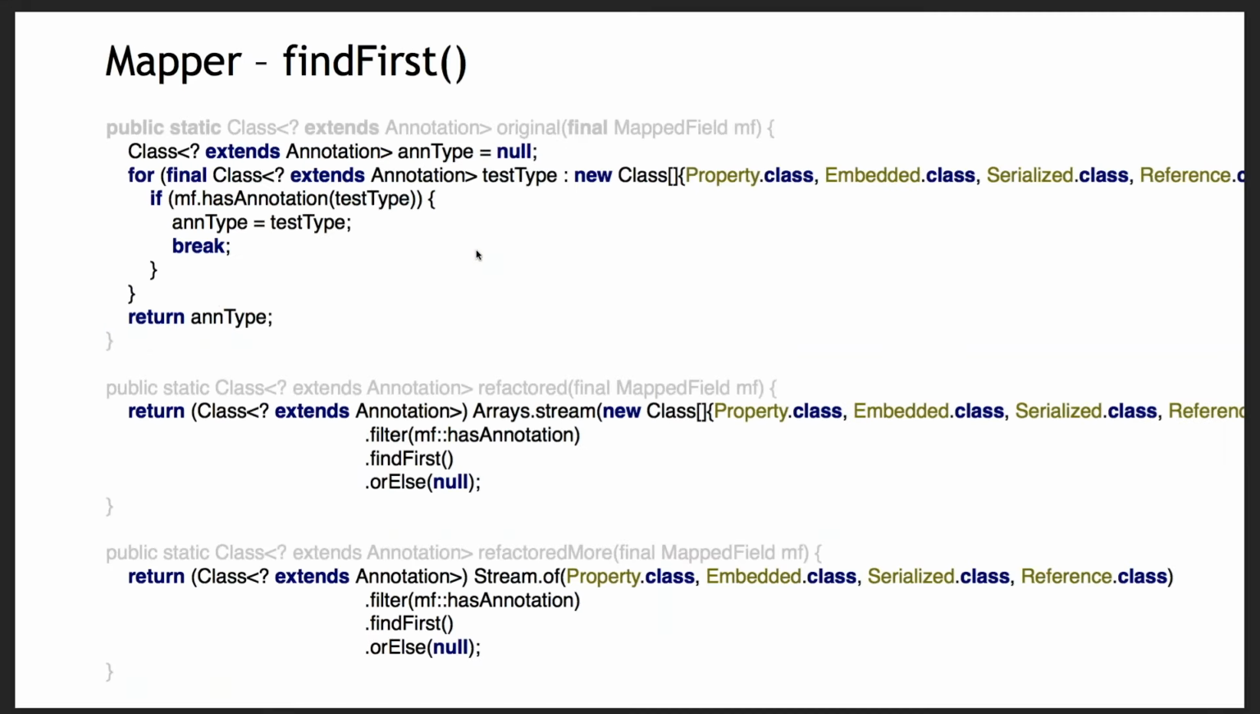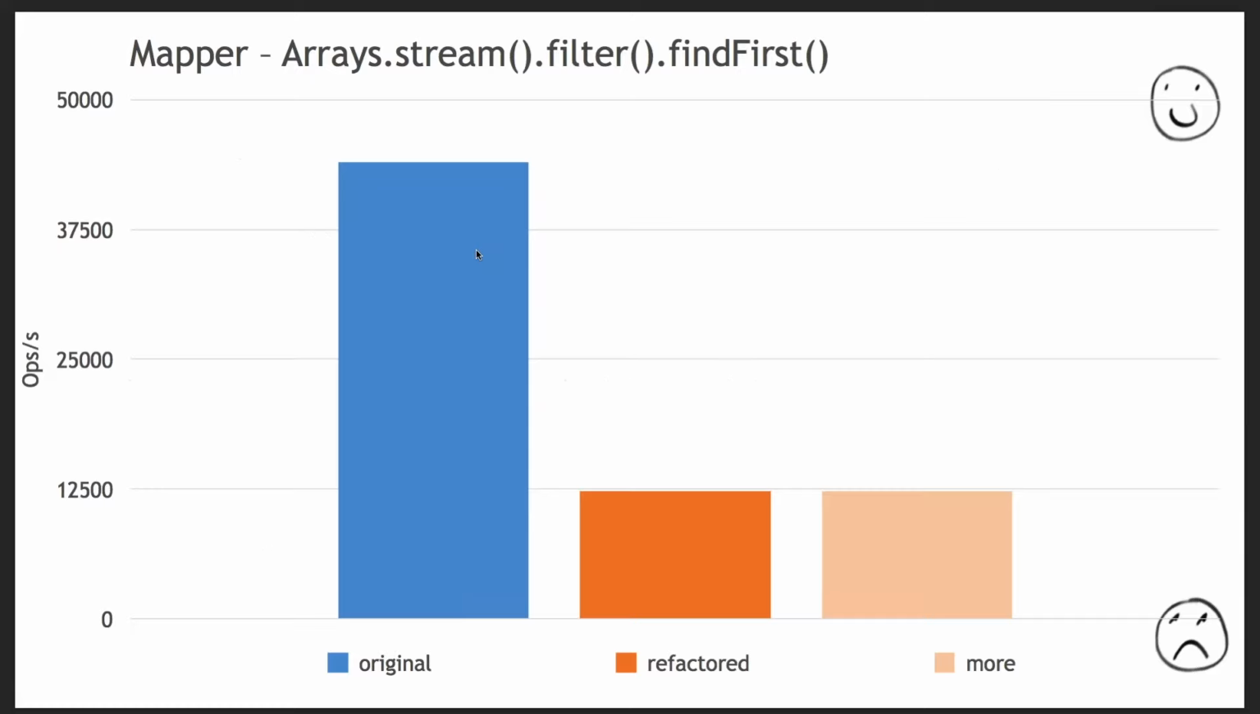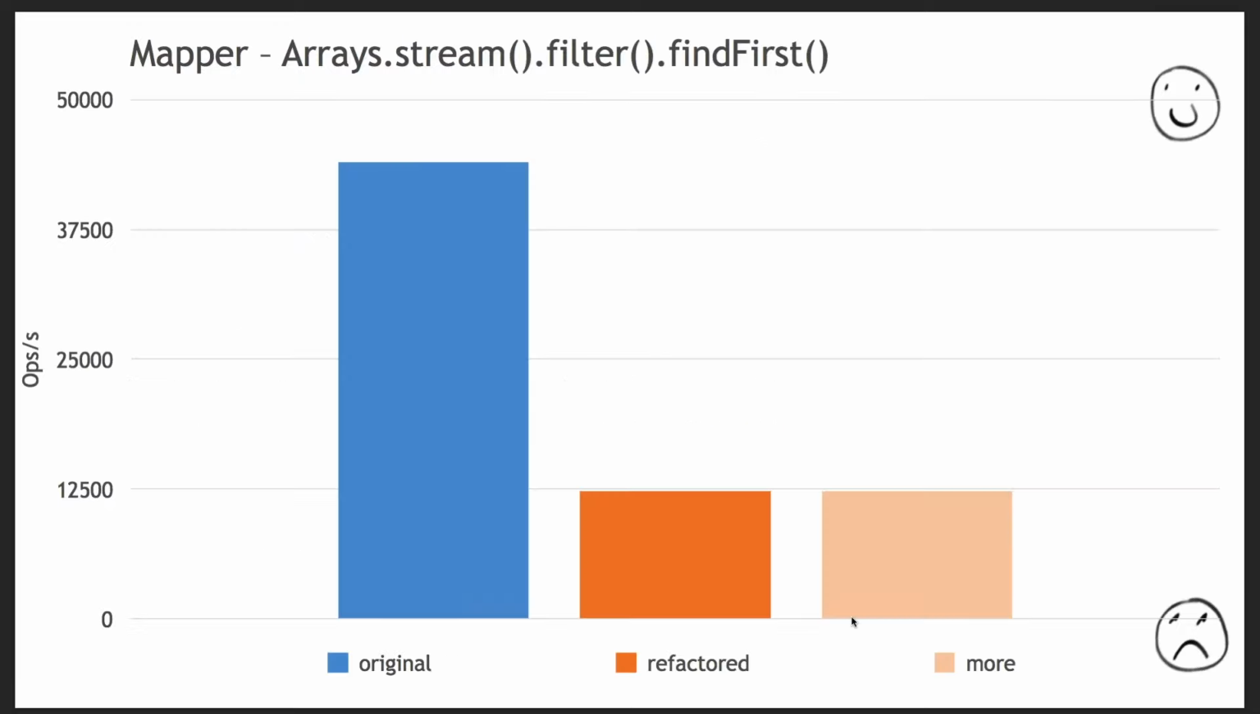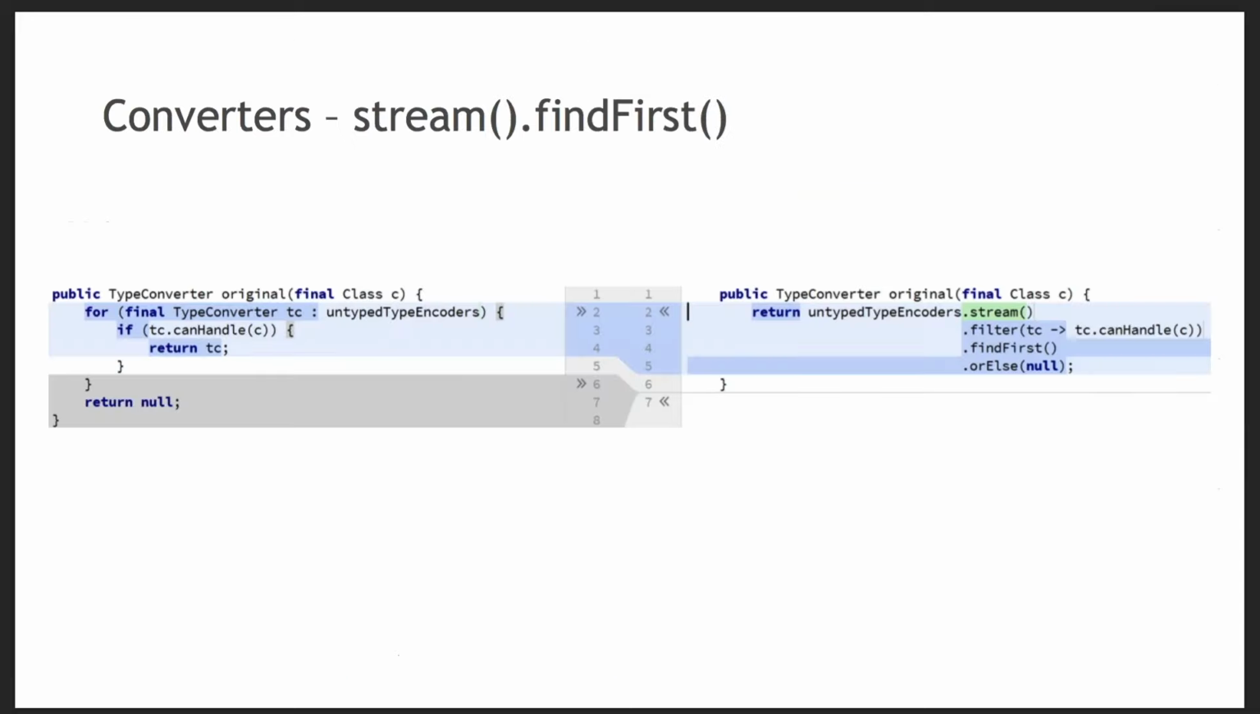So let's do a quick check of the performance of this. findFirst is, again, not performing quite as fast as the original, in particular here because we're doing an Arrays.stream. I wanted to test the difference between Arrays.stream and Stream.of, and the performance here is exactly the same, so pick whichever one suits you.